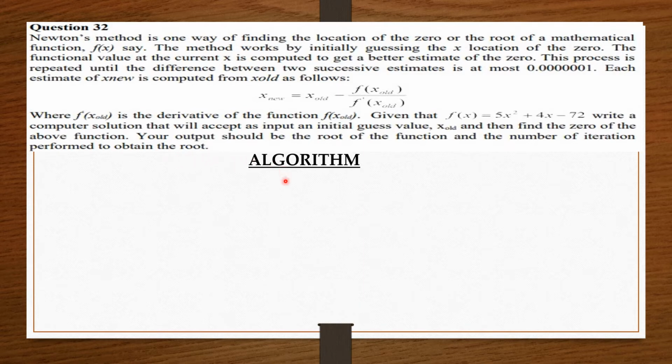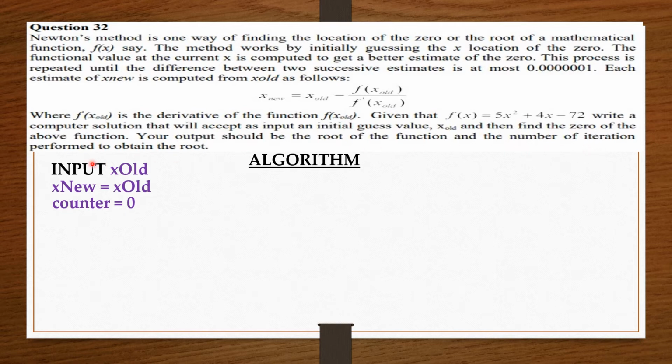The algorithm. We are going to ask the user to input an initial guess value x old. So we say input x old. Now we're going to store a copy of this x old in a new variable called x new. As we go along, I'll explain further. Now we're going to create an empty variable called counter, which is going to store the number of iterations that will be performed to obtain the root.